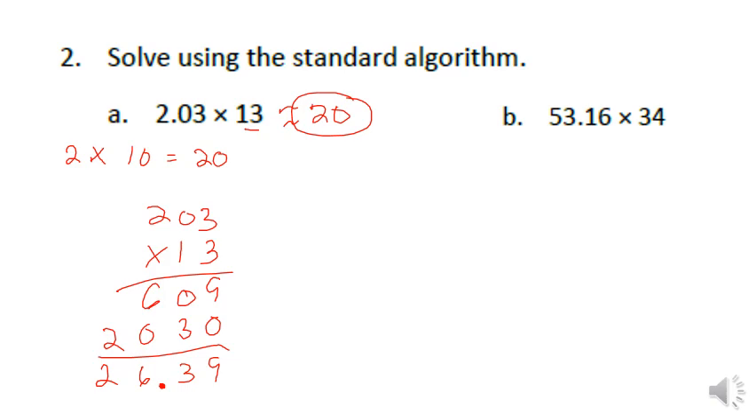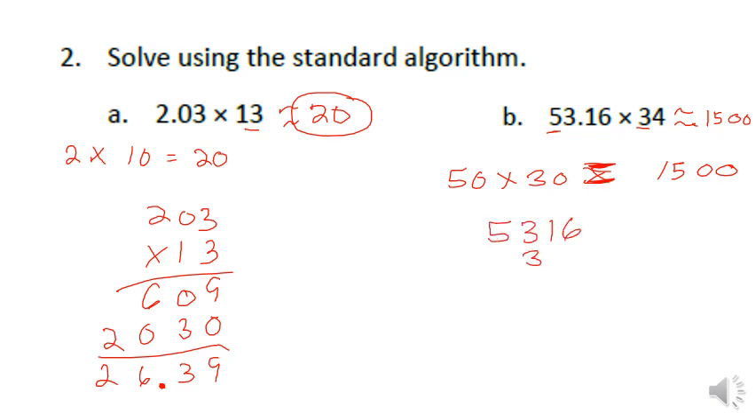On B, once again, 53, I'm going to round it to the tens, so it's going to be closer to 50 than it is 60. 34 is going to be closer to 30 than it is to 40. I know I'm going to have 2 zeros in my answer, and 5 times 3 is 15. So it should be approximately 1,500. So our answer here should be approximately 1,500. All right, so I'm going to take the decimal out.